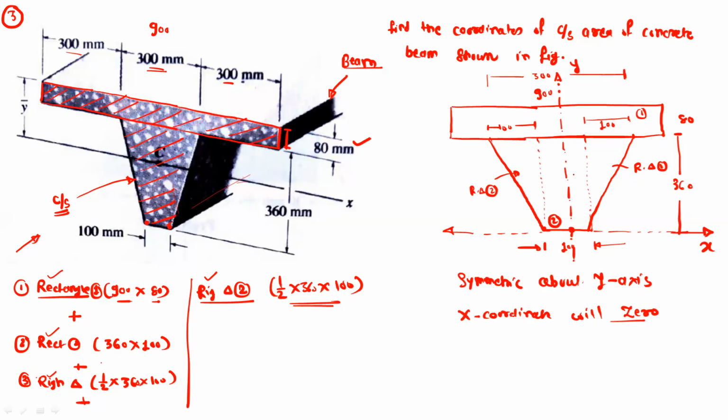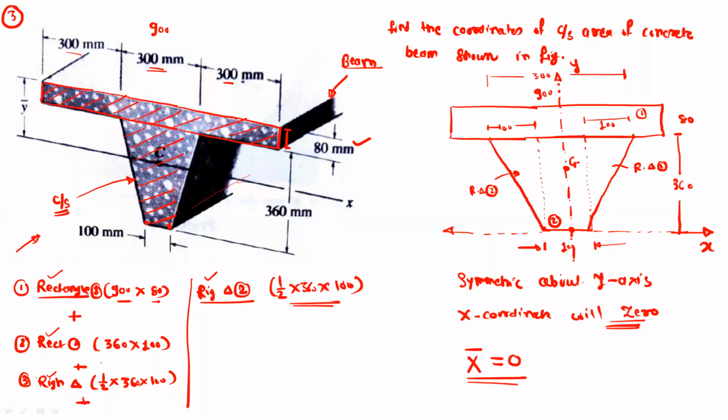So the center of gravity of this geometry will lie on the y-axis only. We don't know the exact location along that y-axis, but we know that the center of gravity will lie on the y-axis because it is symmetric about the y-axis. Okay. So for any point lying on the y-axis, its x coordinate will be 0. Okay. So directly we can write x bar is equal to 0 without any calculation.